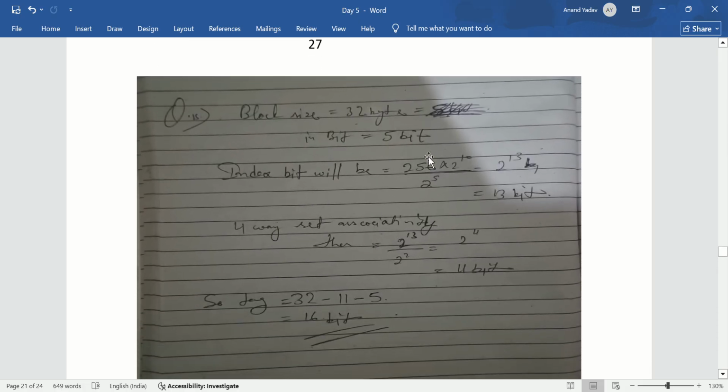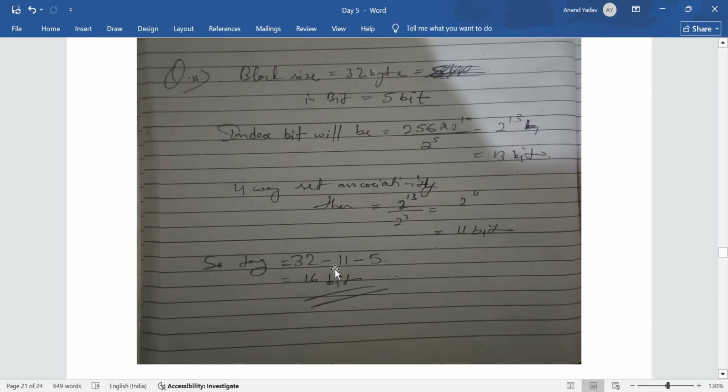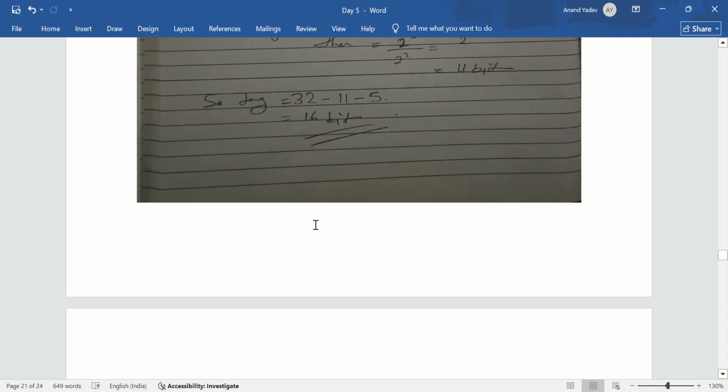Block size 32 byte, I will get 5 bits for block offset. Index bits I will get 13 bits. This is the cache size and this is the block size. Four-way set associative, then I will divide, 13 bits by 2, I will get 11 bits for set number. So tag will be 32 minus 11 minus 5, 16 bits. So in this way I solve this question.